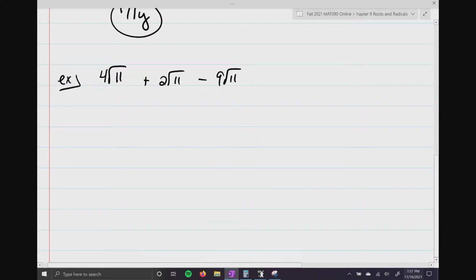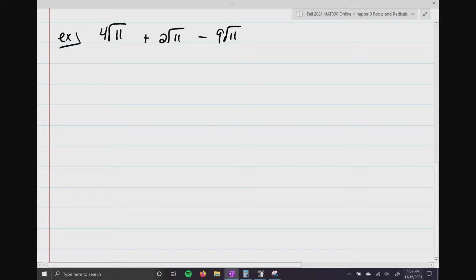Notice in this example, we have 4 square root of 11 plus 2 square root of 11 minus 9 square root of 11. Well, they all have a square root of 11, so what I'm really concerned with is 4 plus 2 is 6, and 6 minus 9 is negative 3 square root of 11. Okay?